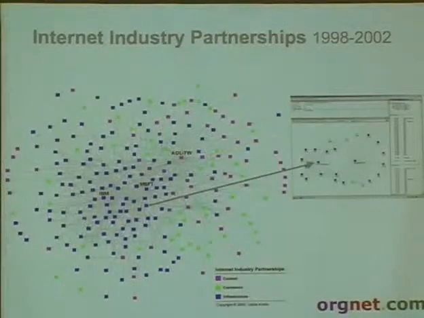So one of the first networks that I drew was this network of internet industry partnerships. And mostly I got this information before the dot-com boom and bust in early 2000. And this type of information is available in all sorts of places on the net.